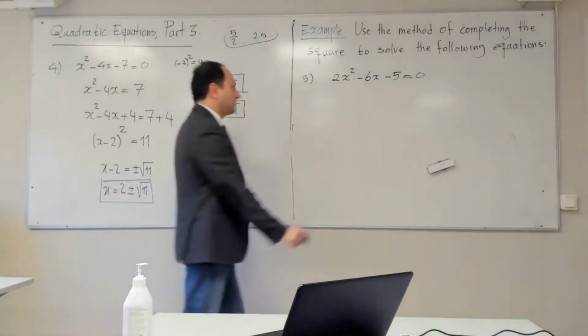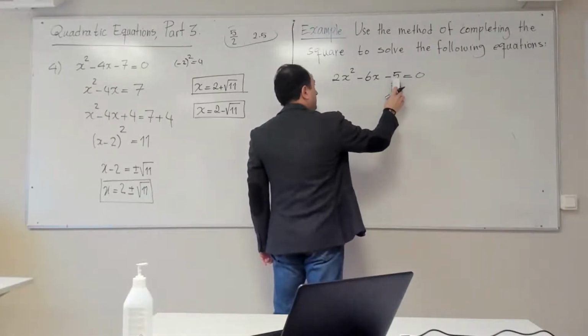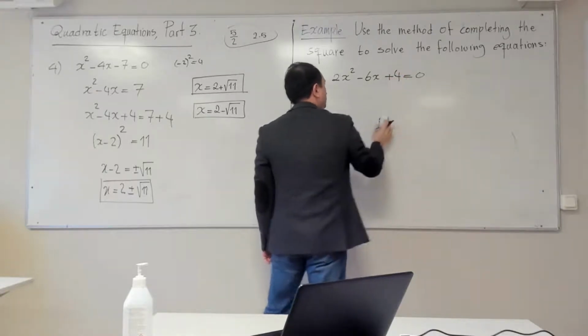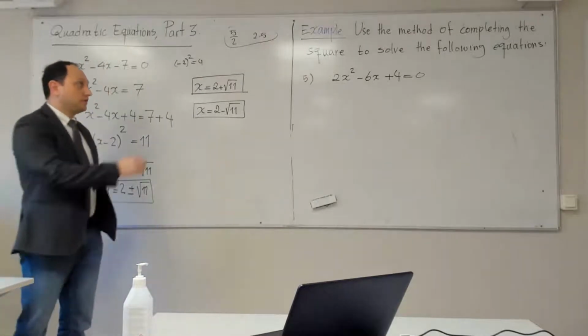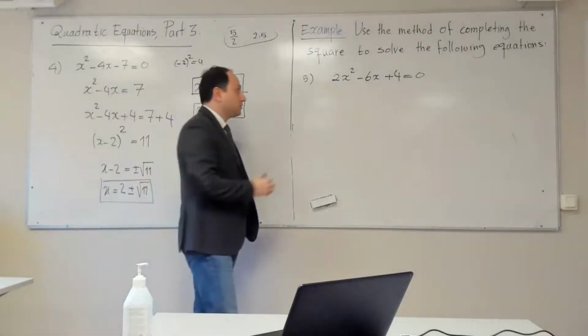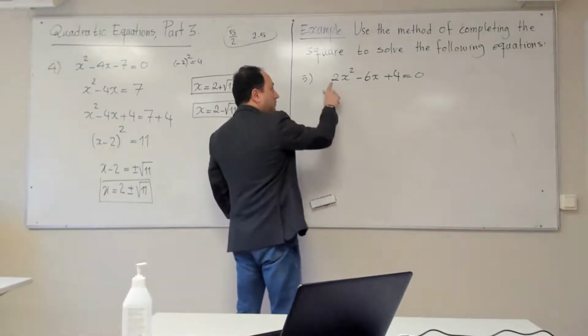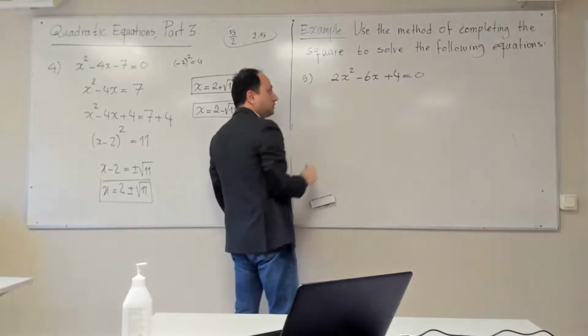Now, might be this is not a very good example. I need to make it a little bit simpler for the first time. Let me write it plus 4. Okay. So I want to solve this equation. If I want to solve this equation, the first thing that comes to mind, now you see that the coefficient of x squared is not equal to 1.